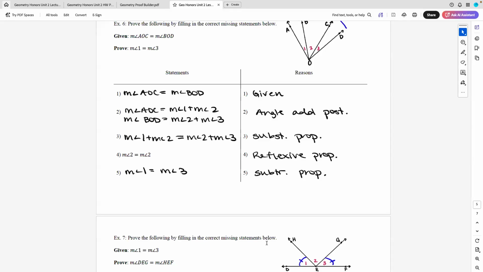Where do you go for the measure? That's reflexive. Was that, sorry? Yeah. One goes to.